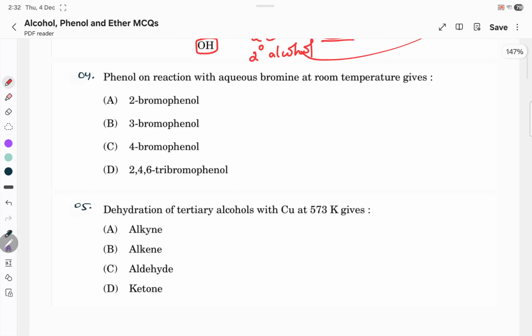Next, phenol on reaction with aqueous bromine at room temperature gives. So here they are asking bromine water. Aqueous meaning bromine water. So it is a direct question from NCERT. So it gives 2,4,6 tribromophenol.